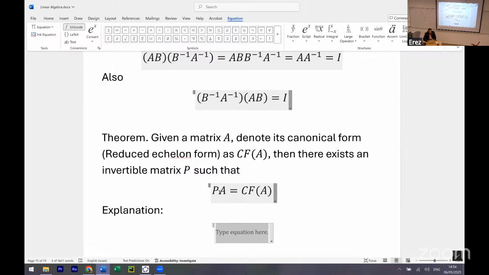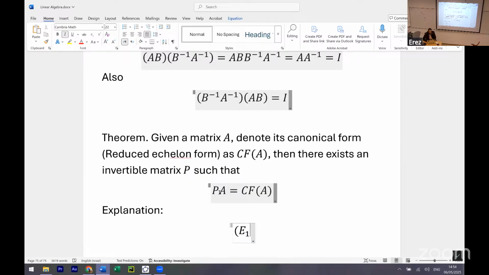In order to get to the canonical form, we applied some operation E1 to A, and then we applied E2, and then... I'm never sure how to write it with the parentheses, but let's just do it like this, and three dots, Ek. Okay, you understand what I'm saying?